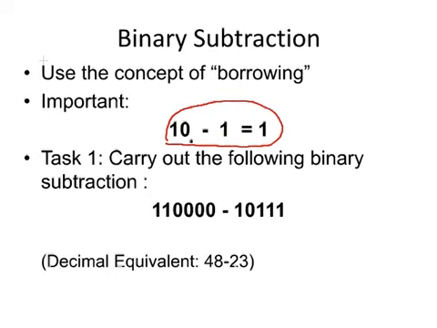Now the first of two tasks is as follows. Carry out the following binary subtraction. We're going to subtract from 110000 the number 10111. That is equivalent to 48 minus 23.